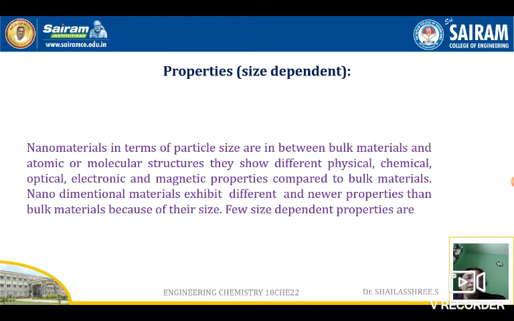When you take the bulk material, we have a nanomaterial, which is very small particles of 1 to 100 nanometers. When we take the same substance in bulk, it will not show so many properties. But when you take a nanomaterial of the same substance, it will have a wide range of applications and show peculiar properties. All the properties will be different. It will have different chemical, optical, electronic and magnetic properties, which we are discussing one by one here.